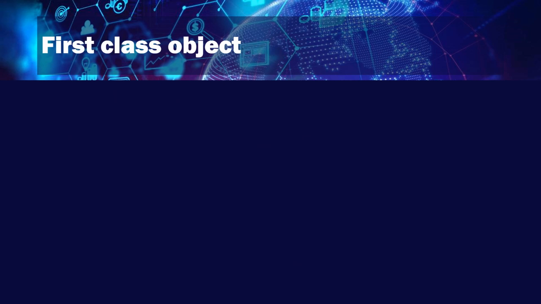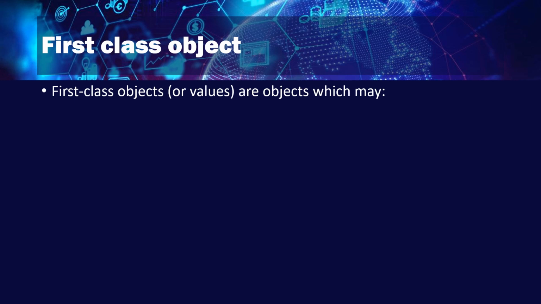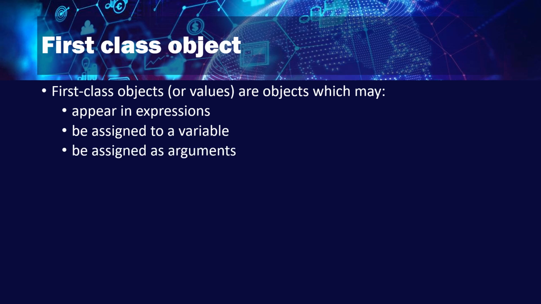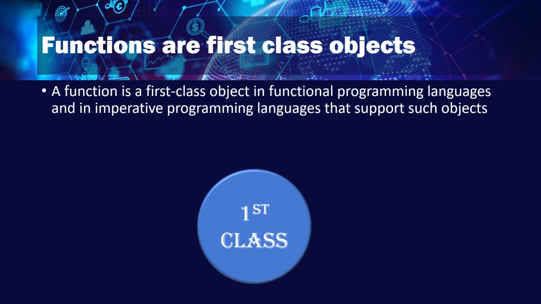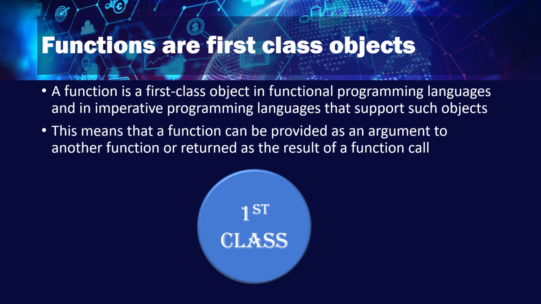In functional programming, first-class objects are objects which may appear in expressions, be assigned to a variable, be assigned as arguments, or be returned in function calls. Examples include integers, floating point values, characters, and strings. A function is a first-class object in functional programming languages, and also in some imperative programming languages that support such objects. This simply means that a function can be provided as an argument to another function, or returned as the result of a function call.